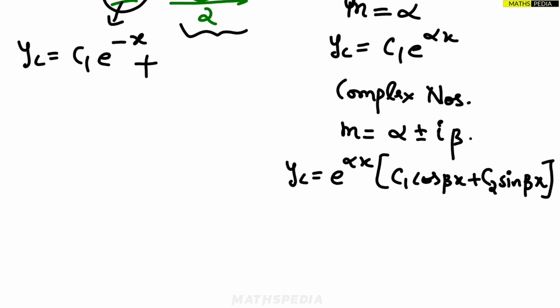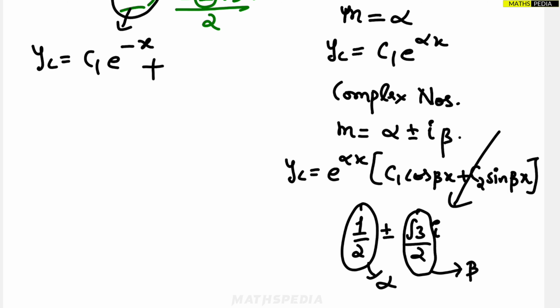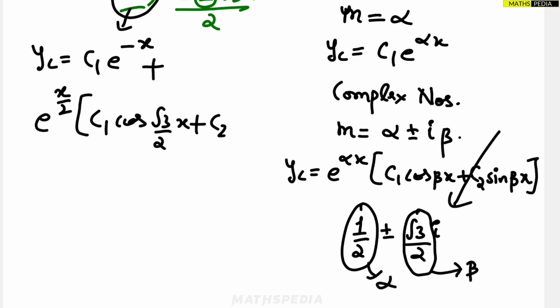Be careful with this. Now in this part, what is the real and imaginary part? I will split this part. So it will be 1 by 2 plus or minus root 3i by 2. So this part is beta, this part is alpha, the real part. So it will be e power alpha x, right? So alpha is basically here 1 by 2, as I said, so it will be e power x by 2 into c1 cos beta x. Beta x, as we know, is root 3 by 2 x, plus c2 sin beta x, again root 3 by 2 x. Okay, so this we got the yc value.